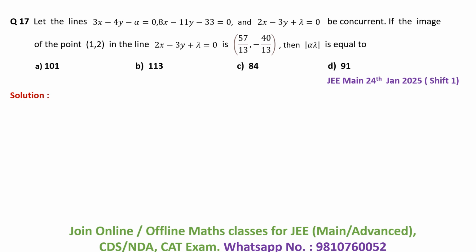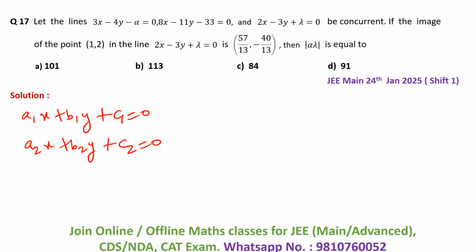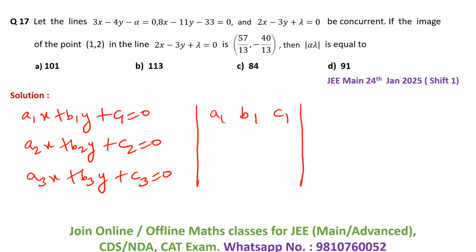Now we can use a direct formula in this particular question, and that is if three straight lines whose equations are given by a1x plus b1y plus c1 equal to 0, a2x plus b2y plus c2 equal to 0, and a3x plus b3y plus c3 equal to 0 are concurrent, that means they intersect in the same point, then the value of this determinant of a1 b1 c1, a2 b2 c2 and a3 b3 c3 will always be equal to 0.